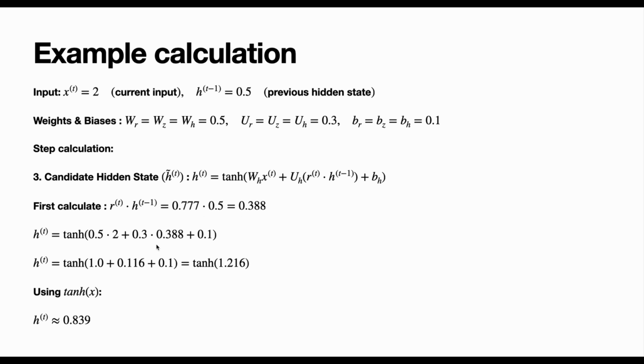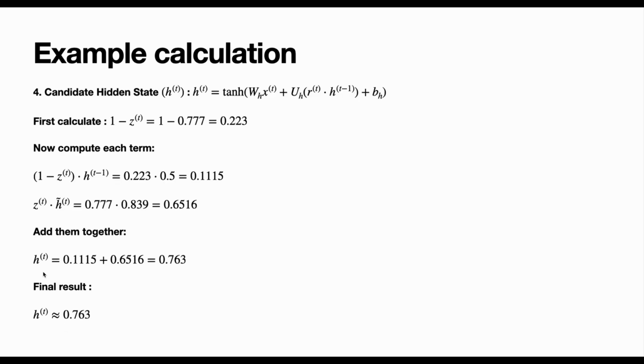Next, the GRU combines the contribution from the current input and the adjusted past information, adding a small bias for fine-tuning. Finally, the sum passes through a smoothing function, producing a candidate hidden state value of approximately 0.839. The candidate hidden state is an intermediary result that ensures only the relevant portions of the past and current inputs are carried forward, making the GRU efficient and effective for sequential tasks.